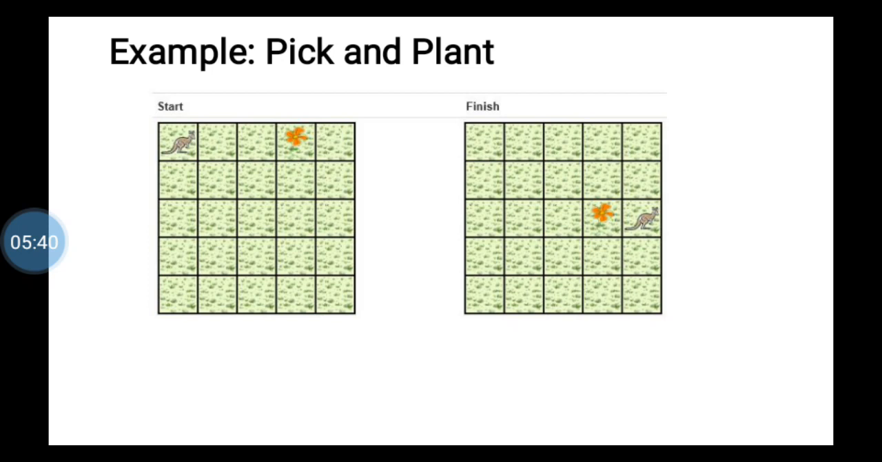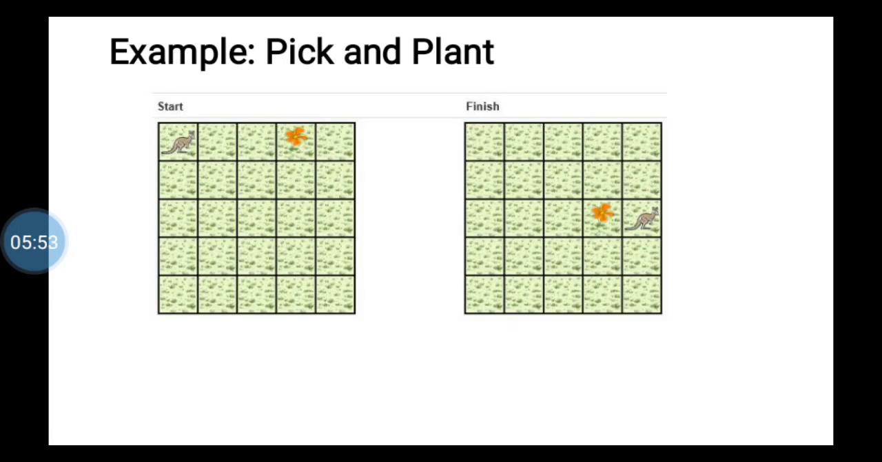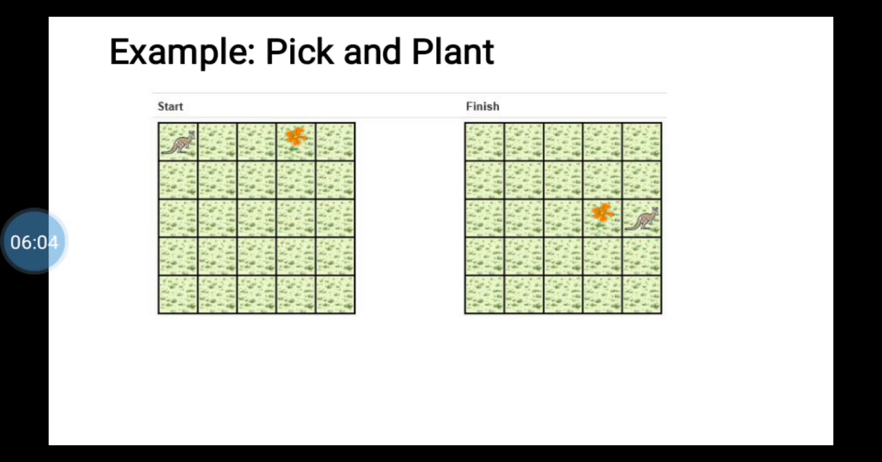Then we were asked that the Jeru should face east and up forward. From the question, they said after planting the flower, the Jeru should up one space east and stop. So that's exactly where the Jeru is. Now that is our analysis. That's the description of the problem.